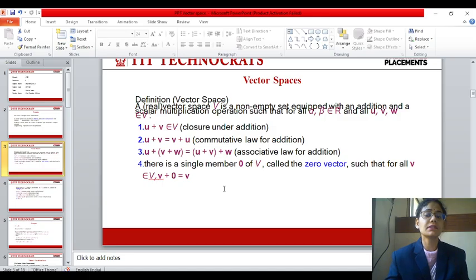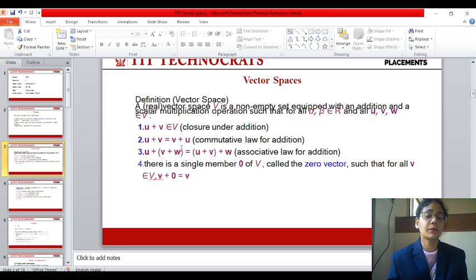Further, just like simple numbers, a vector space also holds scalar addition, scalar multiplication and vector addition. So a vector space V is a non-empty set equipped with an addition and a scalar multiplication operation such that for all alpha and beta belonging to real numbers and for all u, v and w belonging to the vector space. Now here alpha and beta are simple scalar numbers, like 1, 2, 3, 4, 5, and u, v and w are the elements of the vector space. If a vector space is of 3 dimensions, it will have 3 components. If a vector space is of 2 dimensions, it will have 2 components.